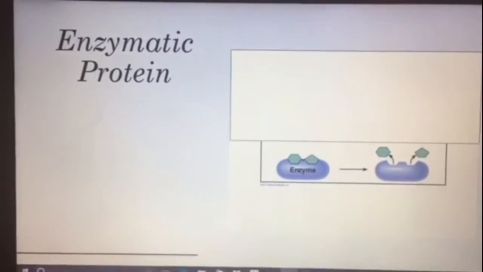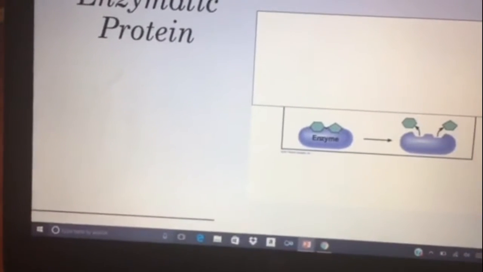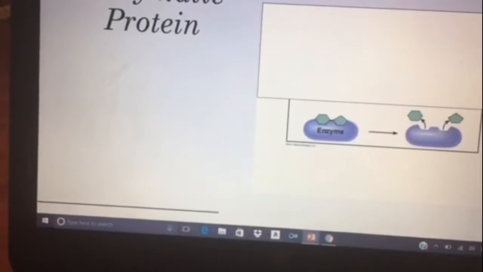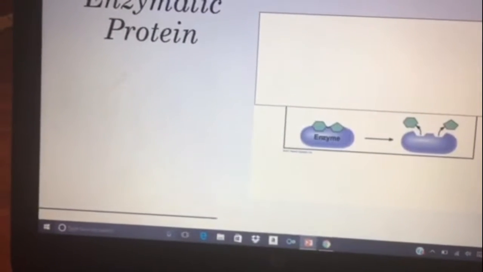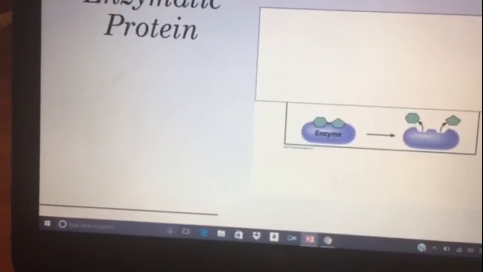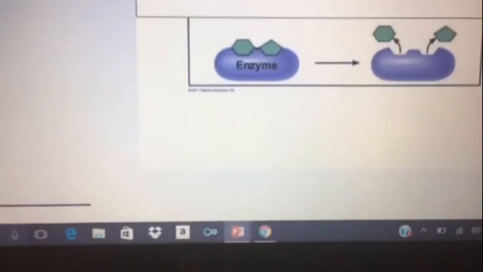Now, the first type of protein that I'm going to be talking to you about is the enzymic protein. And its function is a selective acceleration of chemical reactions. An example would be a digestive enzyme for the hydrolysis of the bonds in foods. Now, here's an example of that.